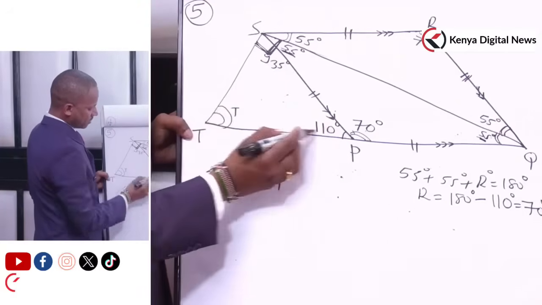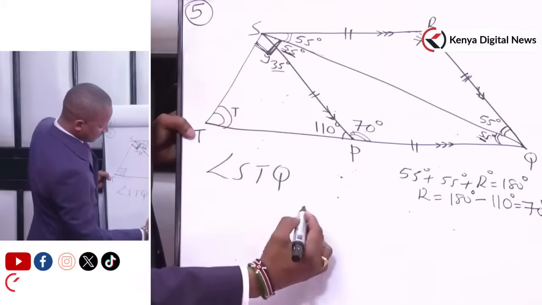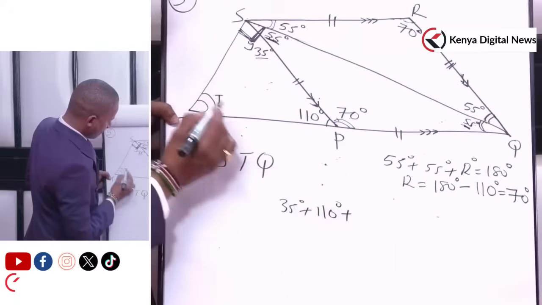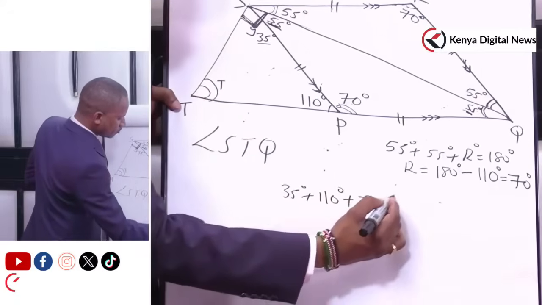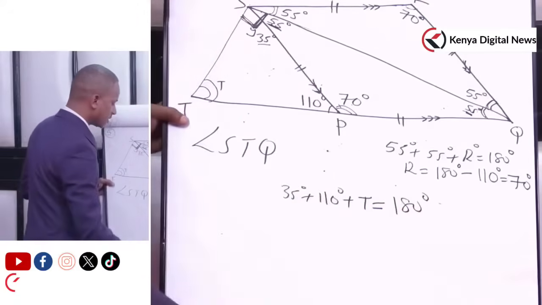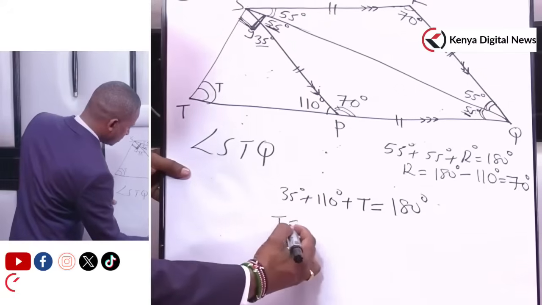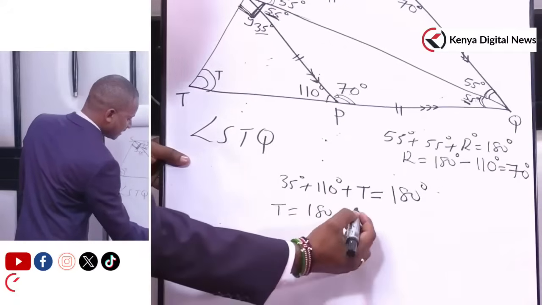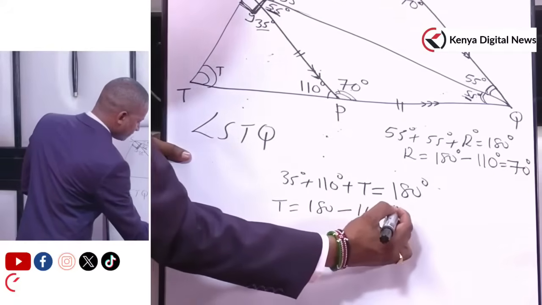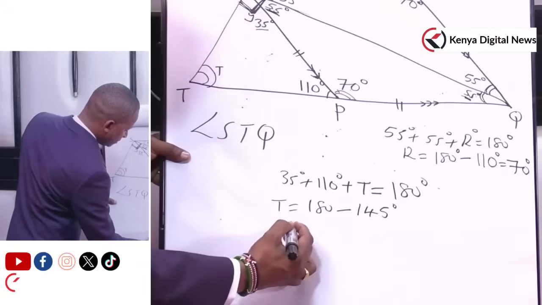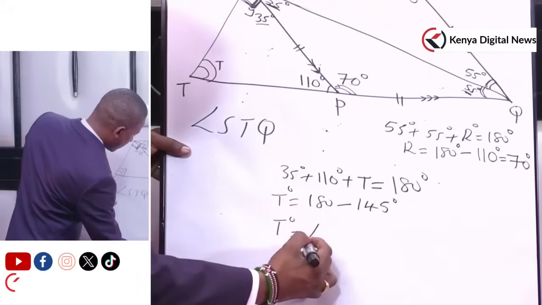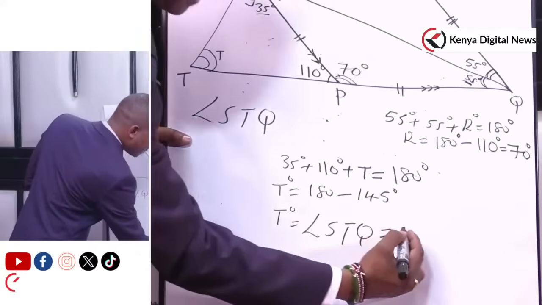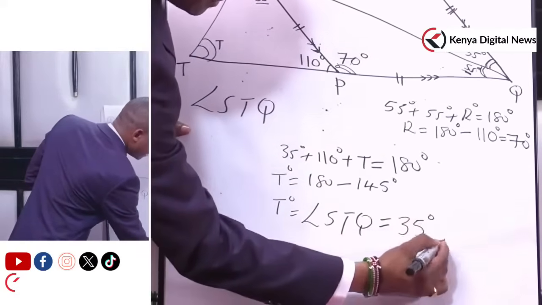Then we have a triangle here. So, angle 35 degrees plus 110 degrees plus angle T equals to 180 degrees. Angles in a triangle add up to 180 degrees. So, T equals to 180 minus 35 plus 110 is 145 degrees. So, angle T degrees, which is equals to angle STQ, equals to 180 minus 45 degrees is 35 degrees.